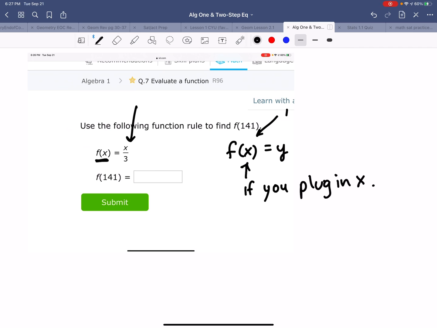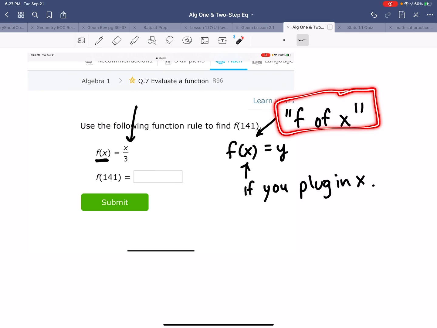And I'm saying the word f of x. What I'm not saying is that this is multiplication here. I'm not saying that this is a variable and I'm multiplying against another variable. I'm saying that symbolizes something. Okay.